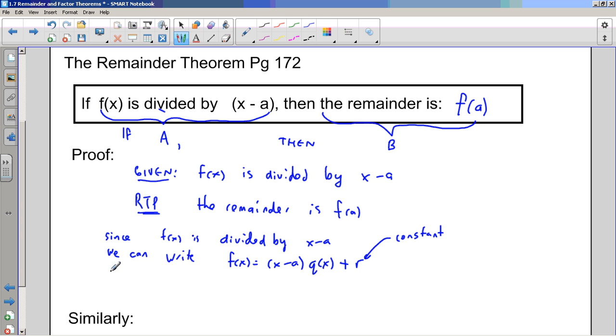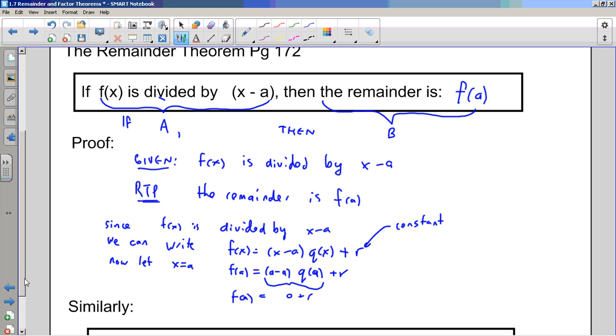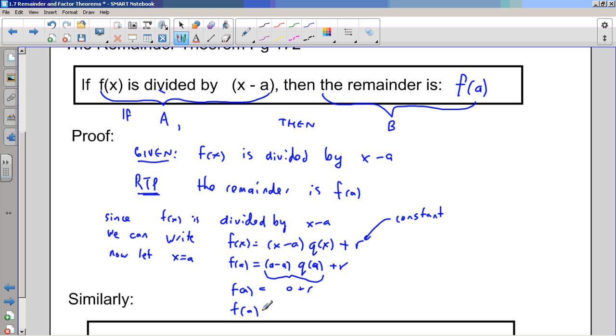So now, watch. If I let x equal a, then take out the x, put in an a, take out the x, put in an a, and then what happens? Well, this is 0, right? So this whole term becomes 0. So what have I got? I've got f(a) equals r. And look, f(a) is the remainder, and that's what we were required to prove.